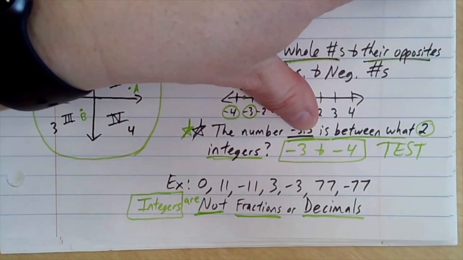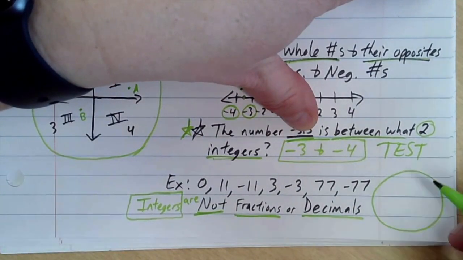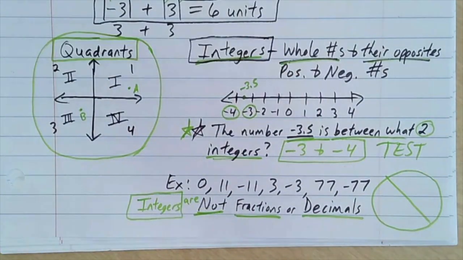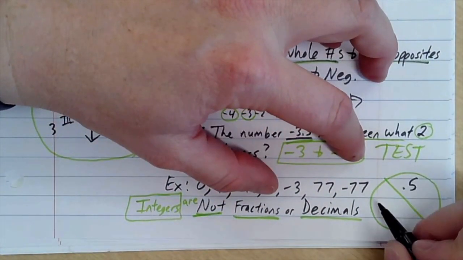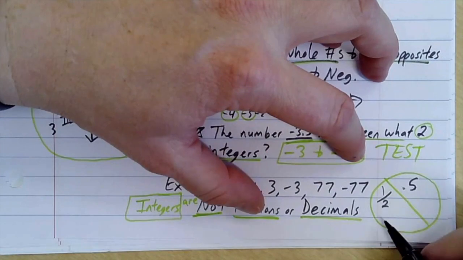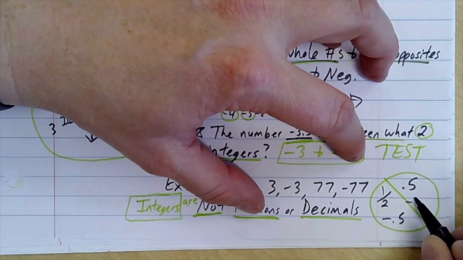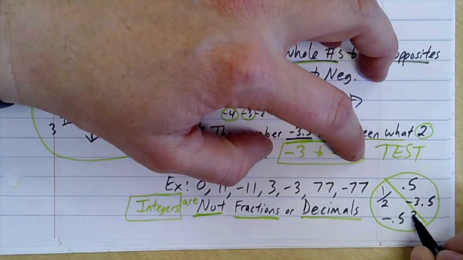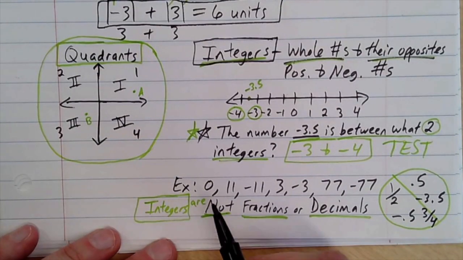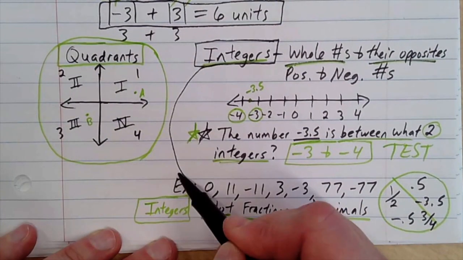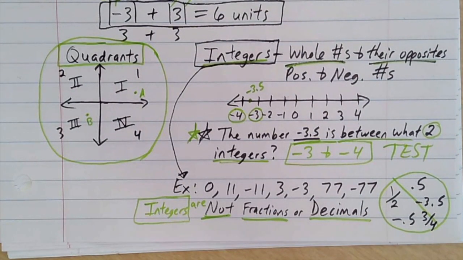So kind of maybe over here, make a little circle with a slash through it. What things would we put in here that they are not? It would not be 0.5. It would not be 1/2. It would not be -0.5, -3.5, 3/4. None of those are integers because they are fractions or decimals. These examples of integers would be these types of numbers, whole numbers and their opposites.